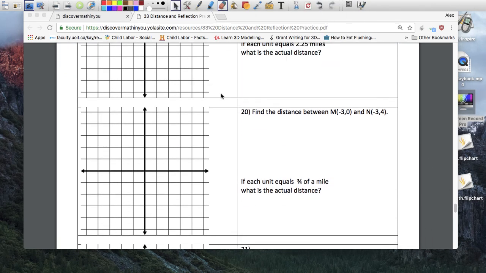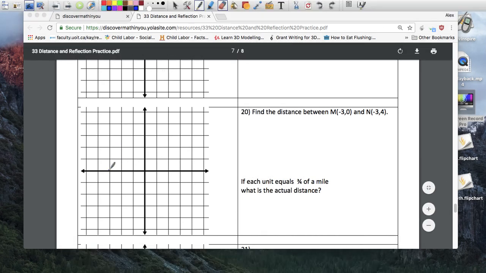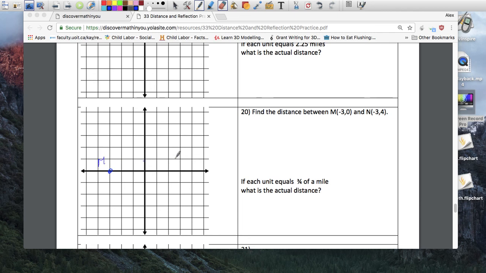Find the distance between M, negative 3 and 0, which is here, and N, which is negative 3 and 4, which is up here. This one is pretty easy. 1, 2, 3, 4. So we know the distance is 4 units times 3/4. But I'm going to use absolute value just to show you.